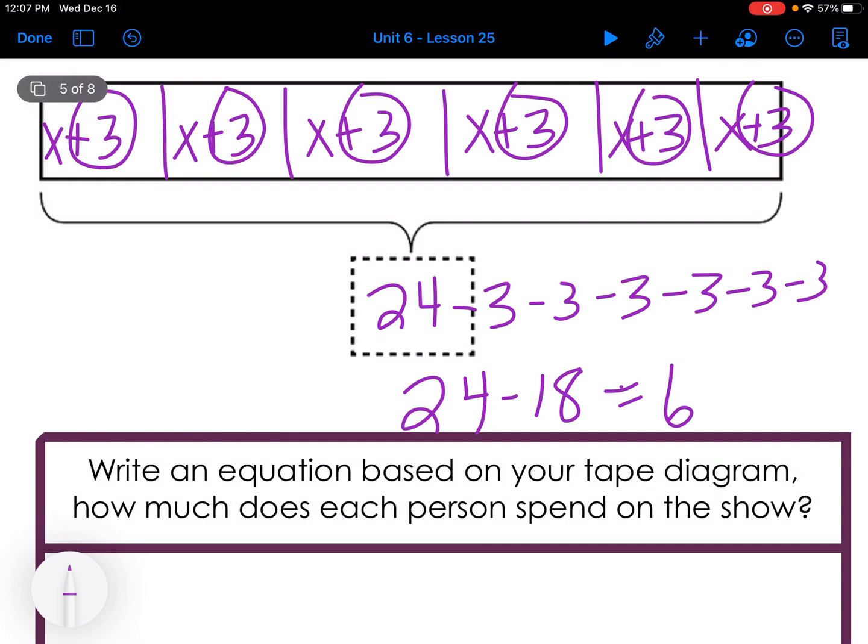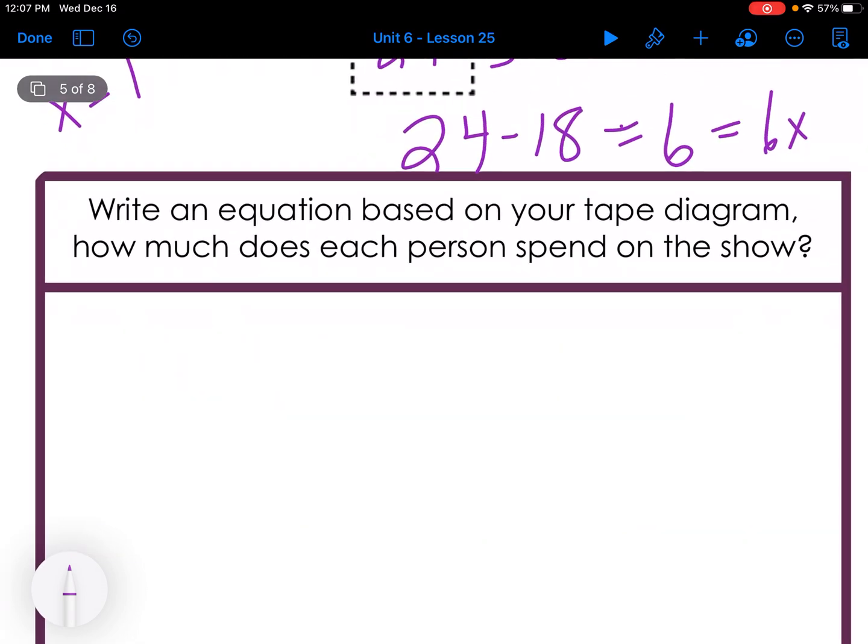So I know that I have 6 x's, 1, 2, 3, 4, 5, 6. So I know that each x has to equal 1 because 1 plus 3 is 4. 4 times 6 groups is 24. So x equals 1. So now they want us to write an equation based on the tape diagram.